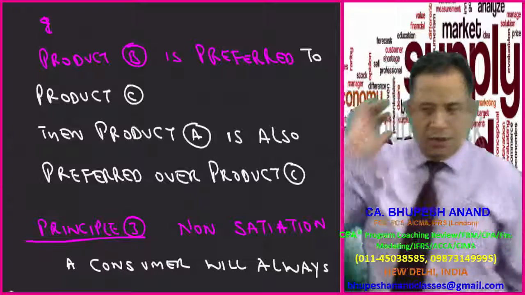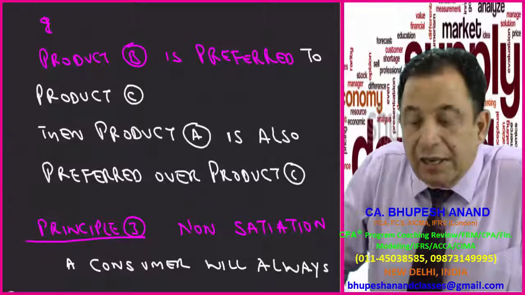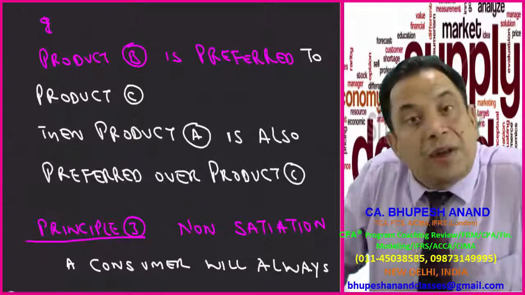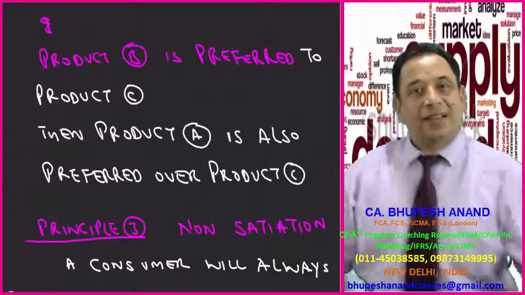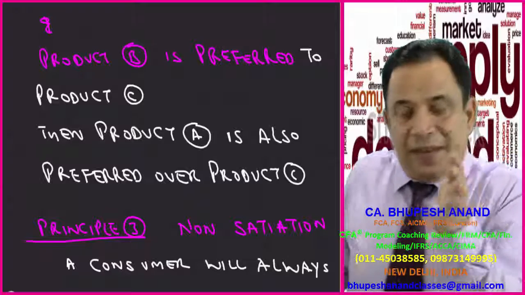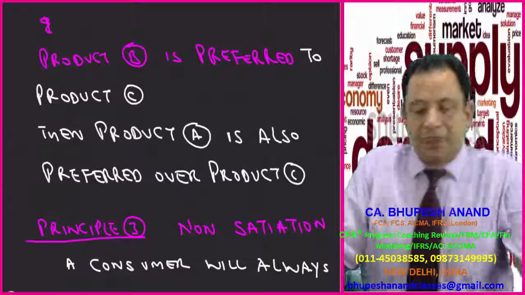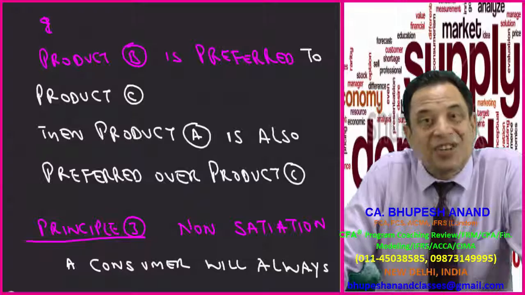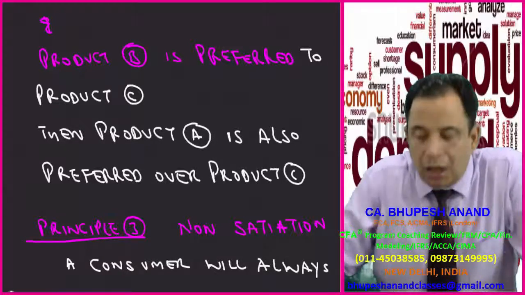If product A is preferred to product B, and product B is preferred to product C, then product A is also preferred over product C. It logically means that product A will be preferred over product C. Principle 3, non-satiation.